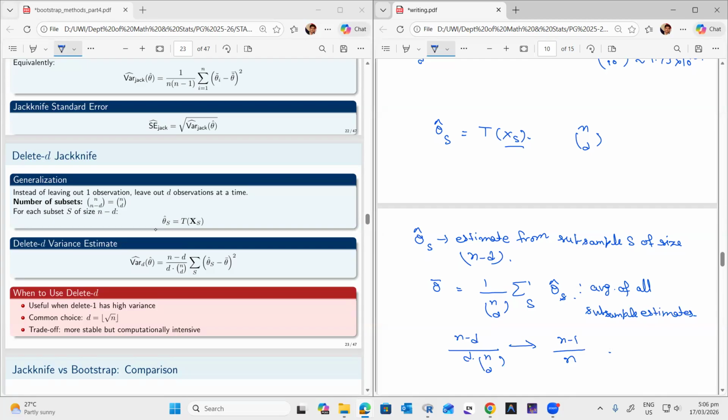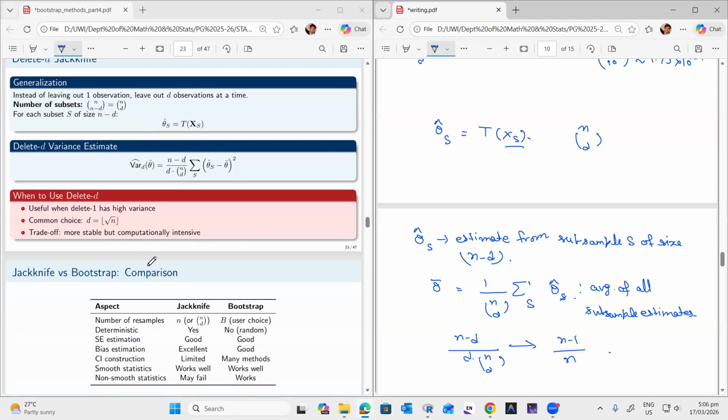Why are we doing the scaling? It comes from the fact that the variance of theta cap S is approximately n upon n minus d times the variance of theta cap, assuming the estimator's variance scales as 1 upon the sample size. However, the theta cap S are based on overlapping samples, so they will be correlated. The factor n minus d upon d accounts for the number of observations deleted and the correlation structure. For d equals 1, this formula reduces to the delete-1 jackknife variance estimation.